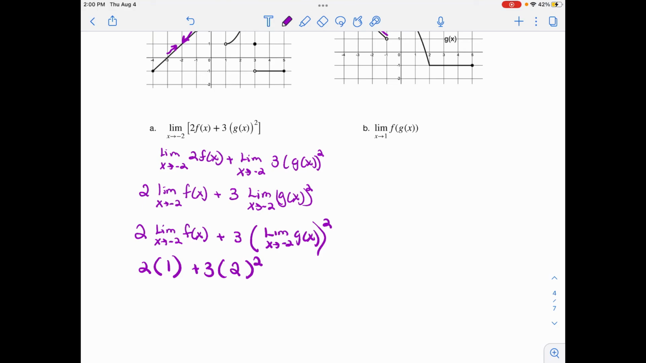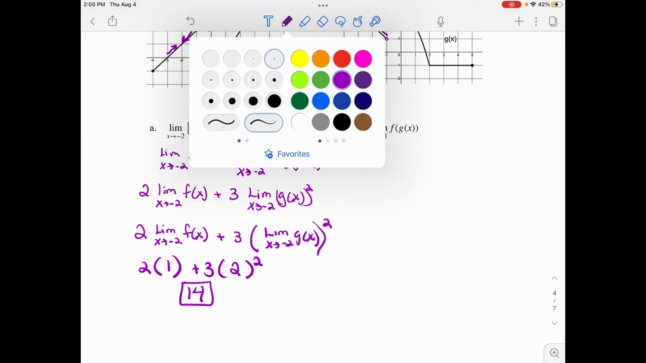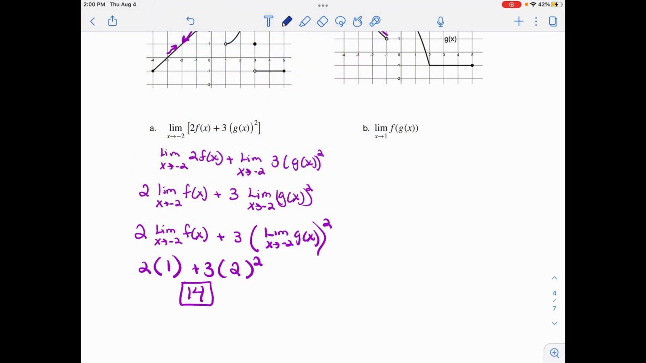And so now I got 2 times 1, which is 2, plus 3 times 4, which is 12. 2 plus 12 gives us 14. So there is our limit that works out. All right, now let's look at this composite function. We want to find the limit as x approaches 1 of f of g of x. So remember, to do the composite function, we first need to find the limit of the inside function.